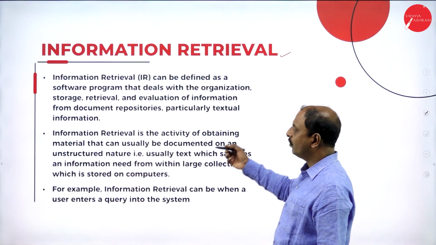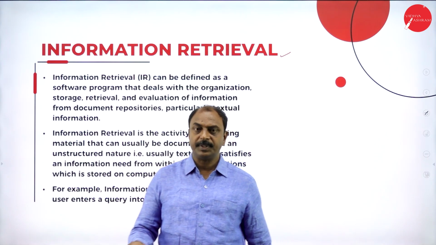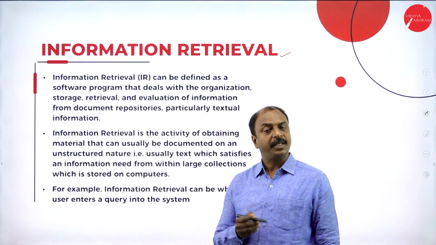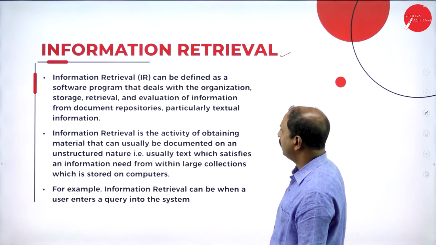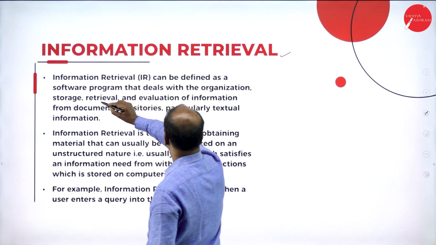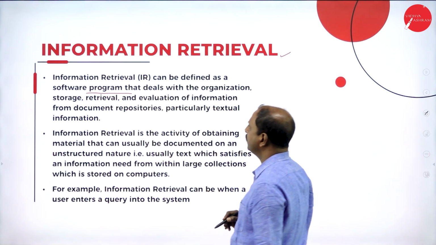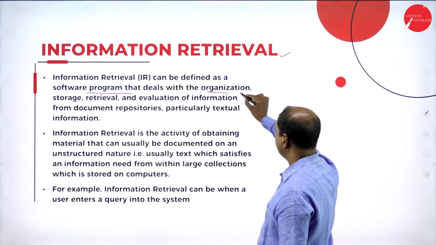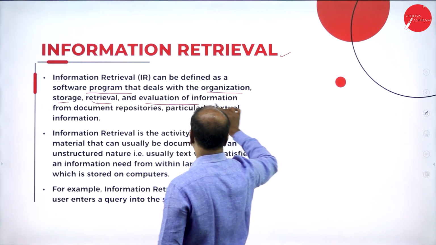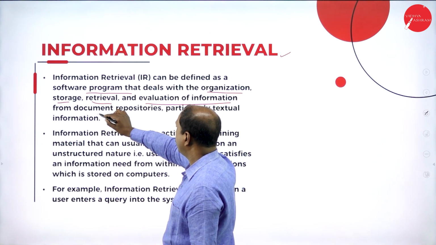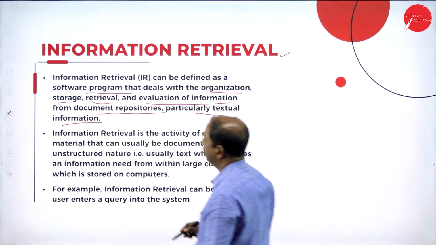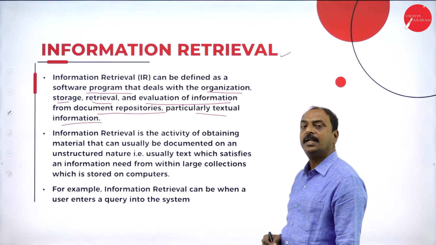So let us see what are the different types of information retrieval and what it involves through AI system. Now let us see the definition of this. It is defined as a software program that deals with organization, storage, retrieval and evaluation of the information from document repositories, particularly textual information. So this is information retrieval.